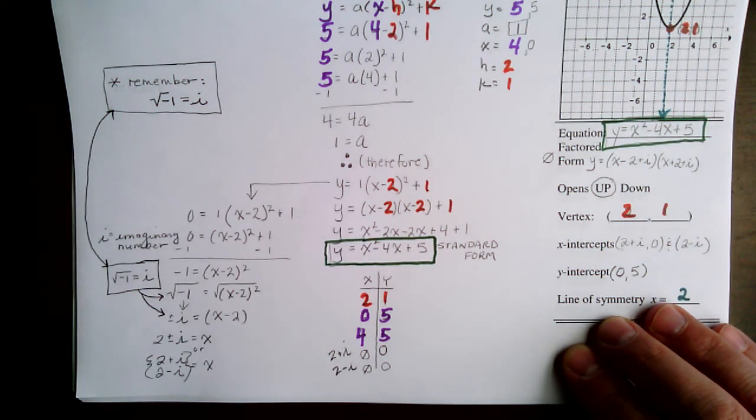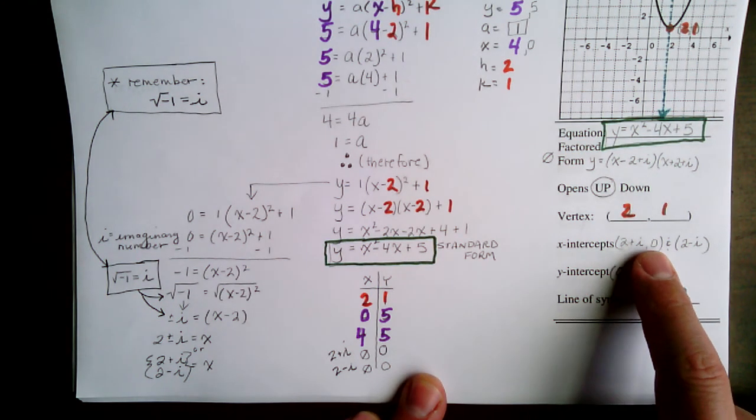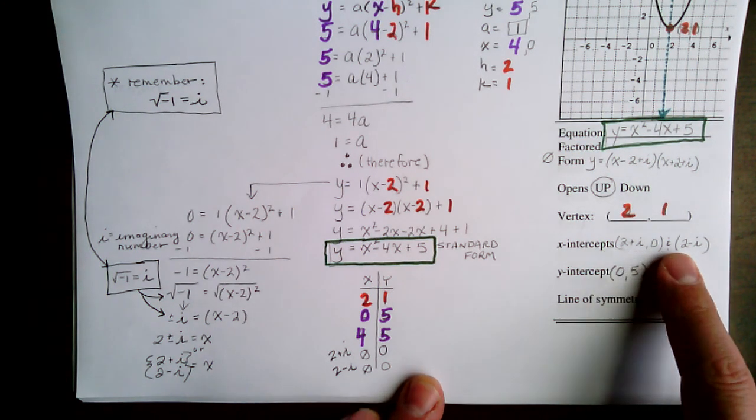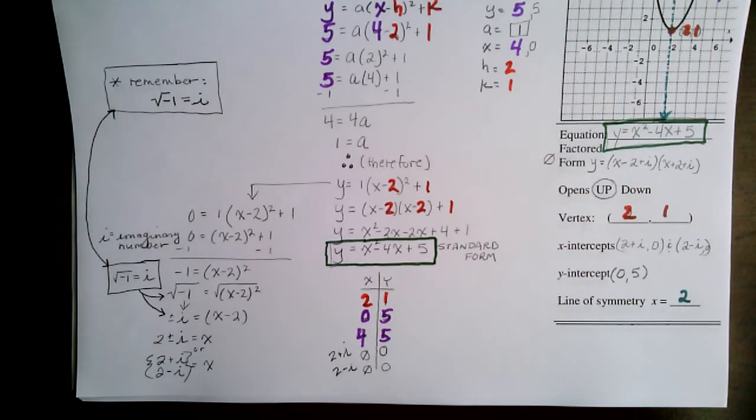But the i's are imaginary numbers, so here are my intercepts that reflect that. The y is 0, the x is 2 plus i, right, and the y value is 0. There we go, something like that. And that's about as far as you can get.